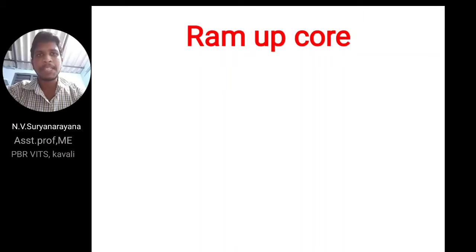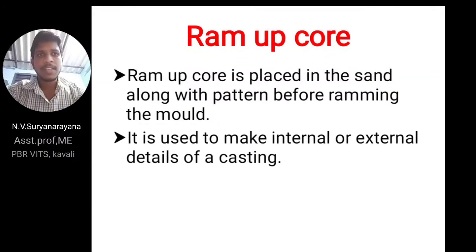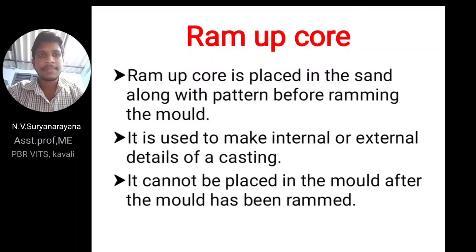As its name implies, ram up. Ramming is done by using rammers. Which one is rammed? Sand. Green sand is rammed by the rammers. Ram up core is also placed on the sand. In this, it is placed in the sand along with the pattern before ramming in the mold. It is used to make internal or external details of casting.